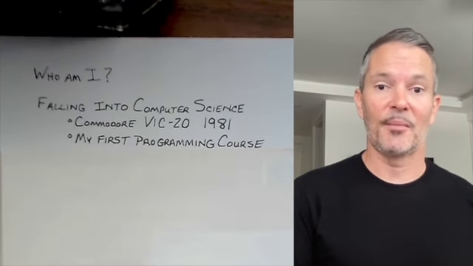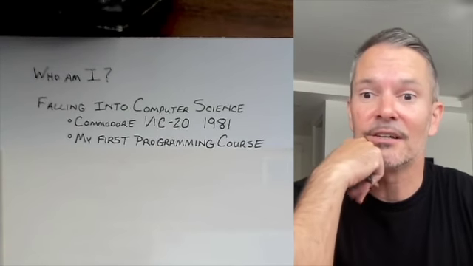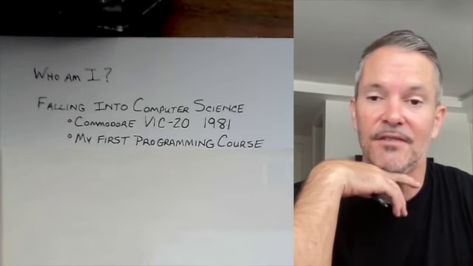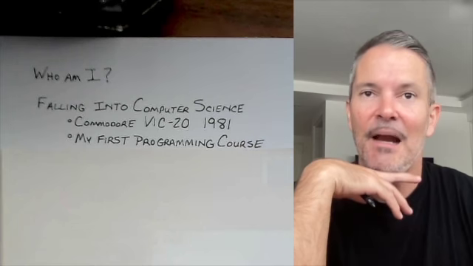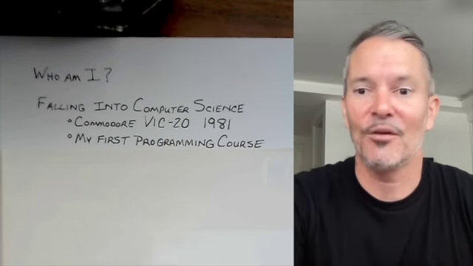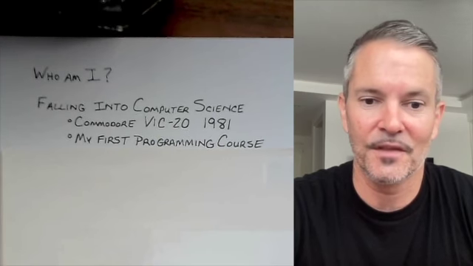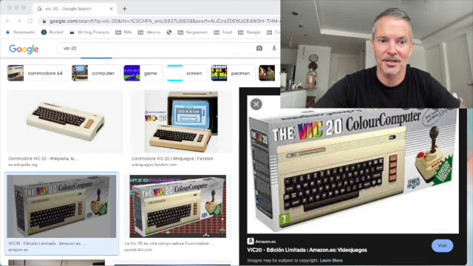I remember my family, we got our first computer in 1981. The company called Commodore introduced a device called the VIC-20 onto the market. And I remember my brothers and I got one for Christmas. And I'll show you quickly what this thing looked like. Kind of looked like these photos you see here.